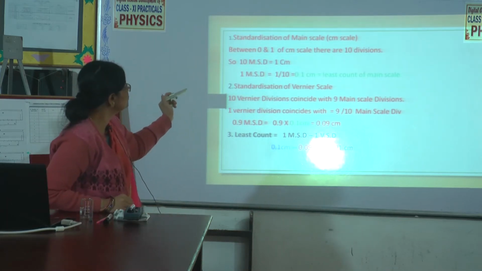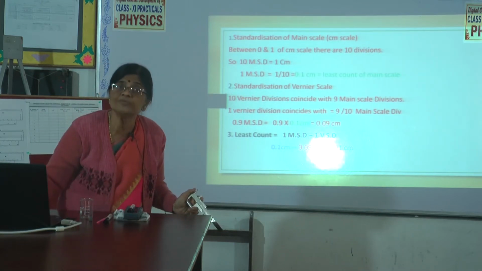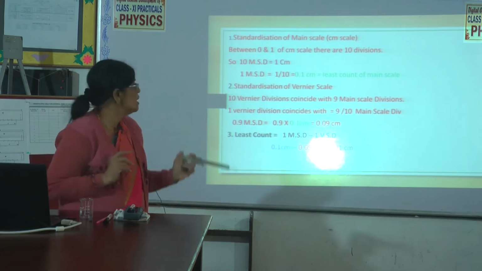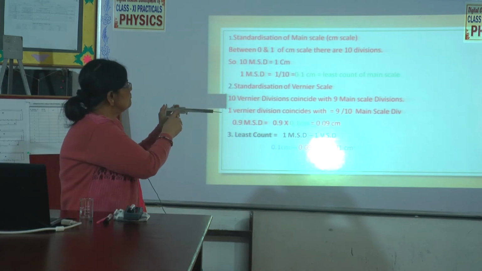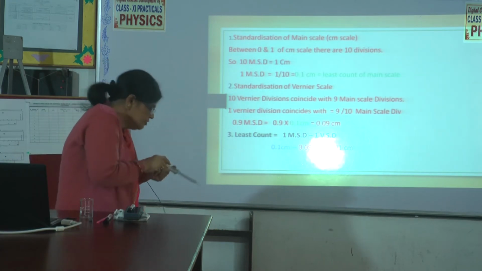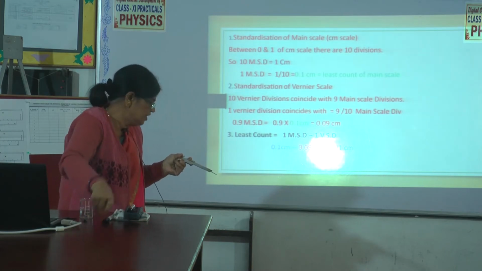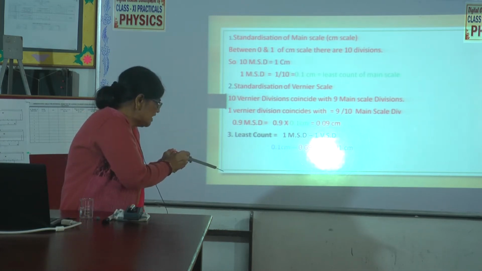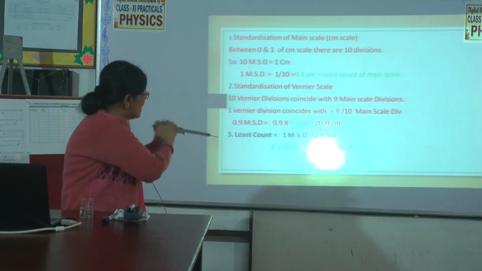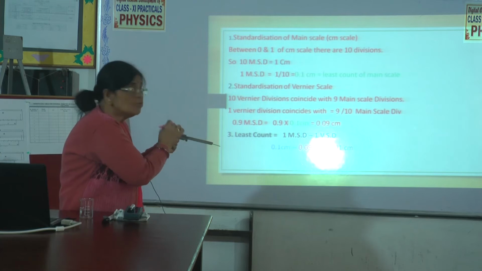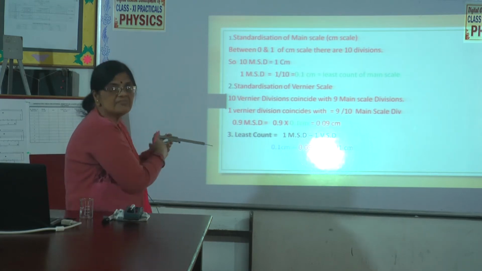Next is number 2, standardization of vernier scale. This part will be recorded in theory as well as in observation before you start the table. In the standardization of vernier scale, you have how many vernier divisions here? 10 vernier divisions. They coincide with how many main scale divisions? You see here, you find the number of main scale divisions. These are main scale divisions, large and small, all count. Don't count only small. Including small and large, count the total number. So 10 vernier divisions coincide with 9 main scale divisions.